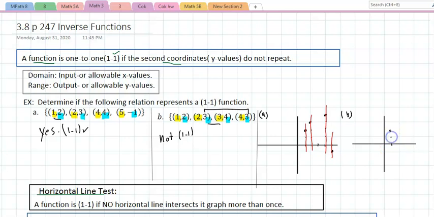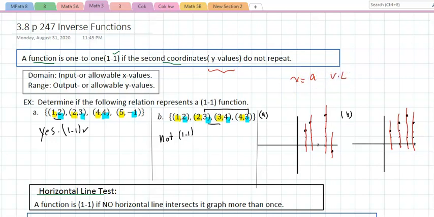1, 2, 2, 3, 3, 4, and 4, 3. Well, I notice this also satisfies the vertical line test. That's not a problem. Keep in mind, we did a vertical line test when we said that the x coordinate doesn't repeat, and x equal a number is a vertical line.